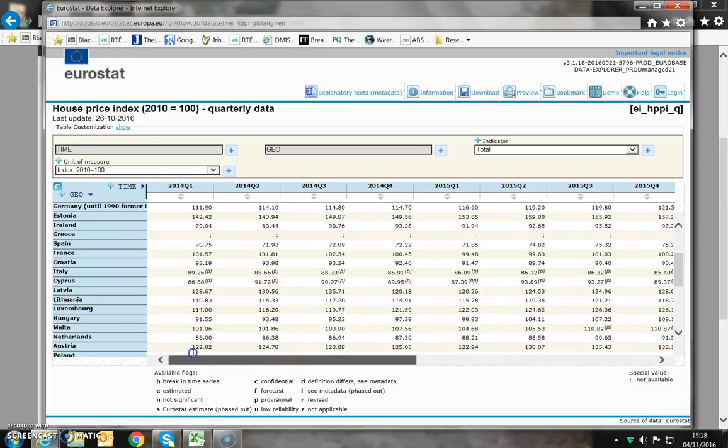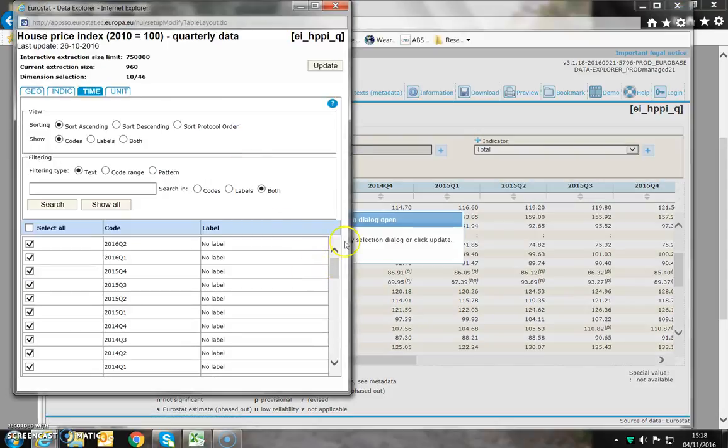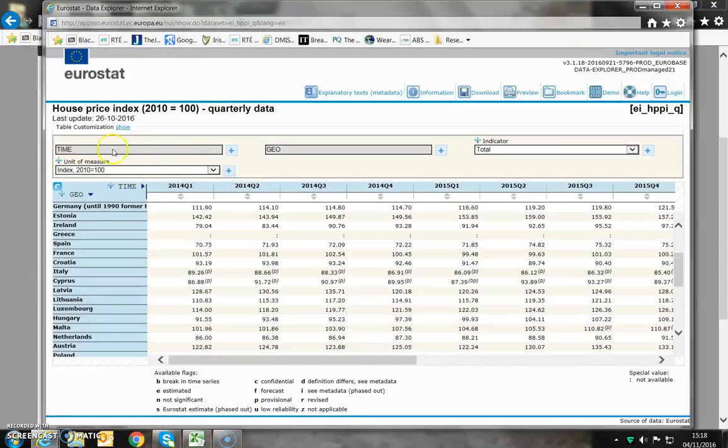Now, what we can also do is download that information. You can download it as it is. I'll do that in a minute. But you might want to decide to go back a bit further than 2014. Let's see if there is data available. These are the elements that we have available to us: time, geographical area, total, and the index.